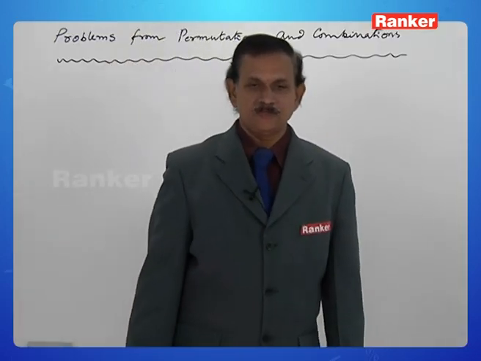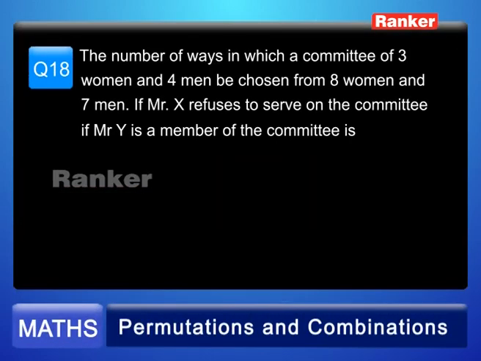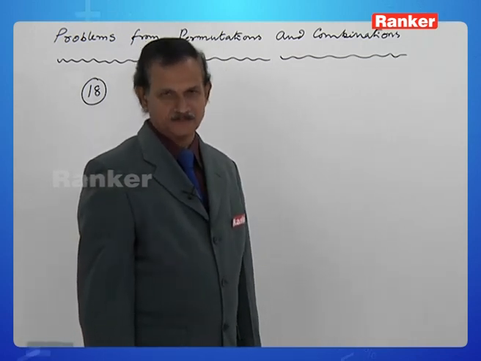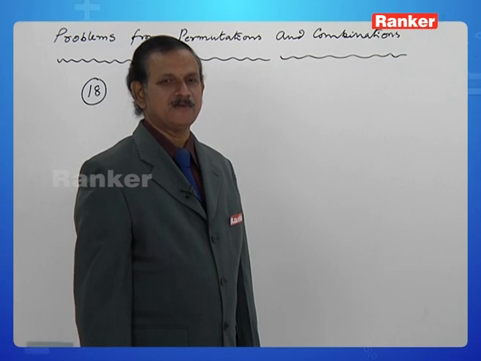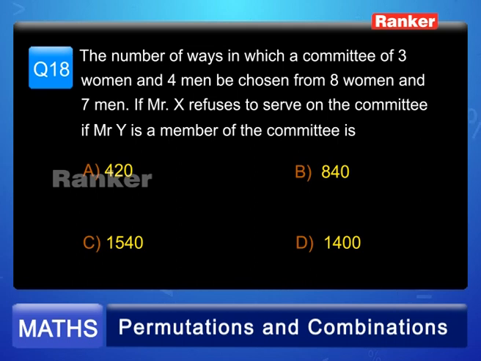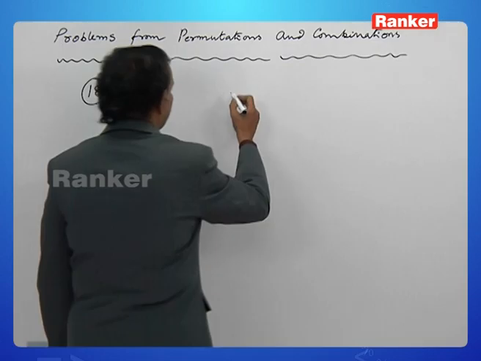Let us look at the next question, that is question number 18. The number of ways in which a committee of 3 women and 4 men can be chosen from 8 women and 7 men, if Mr. X refuses to serve on a committee if Mr. Y is a member of the committee. Mr. Y is a member of the committee. A peculiar restriction on men. The options given are: the first option is 420, the second option is 840, the third option is 1540, the fourth option is 1400. Let us examine which option is correct.